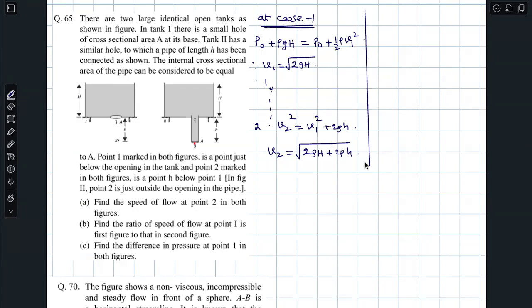Any doubt, please ask. The problem with the second case is that from 1 to 2 the velocity of flow must be the same because it is of same area of cross section. So therefore, in case 2, P naught plus, you are comparing these 2 points now.